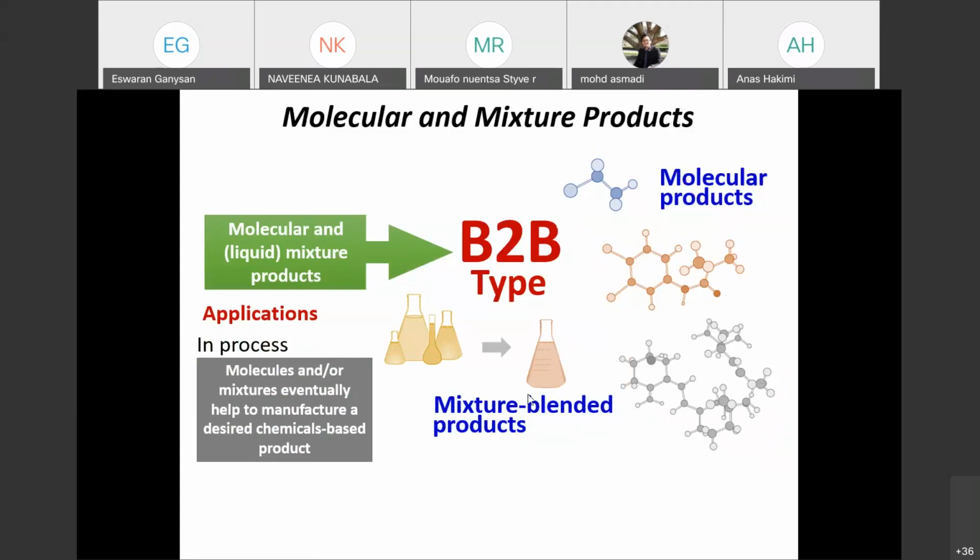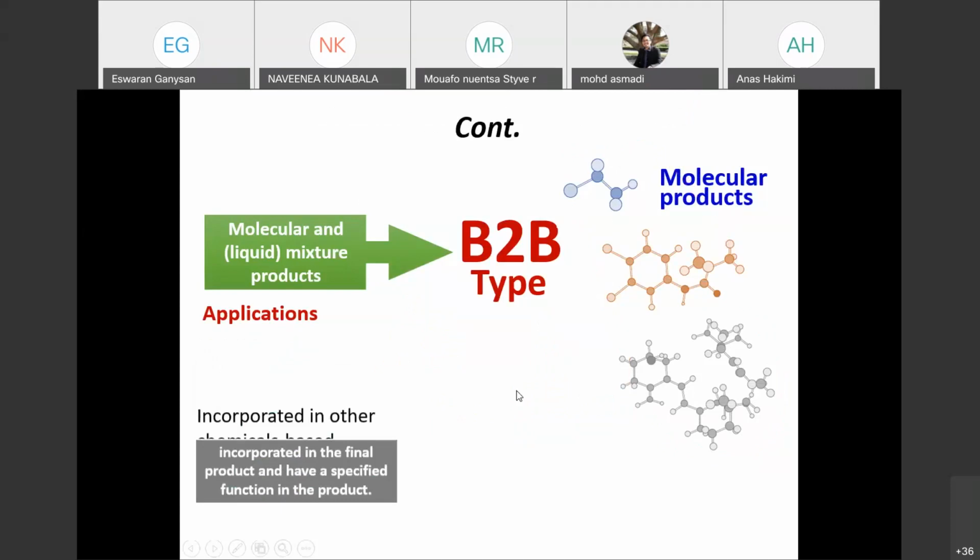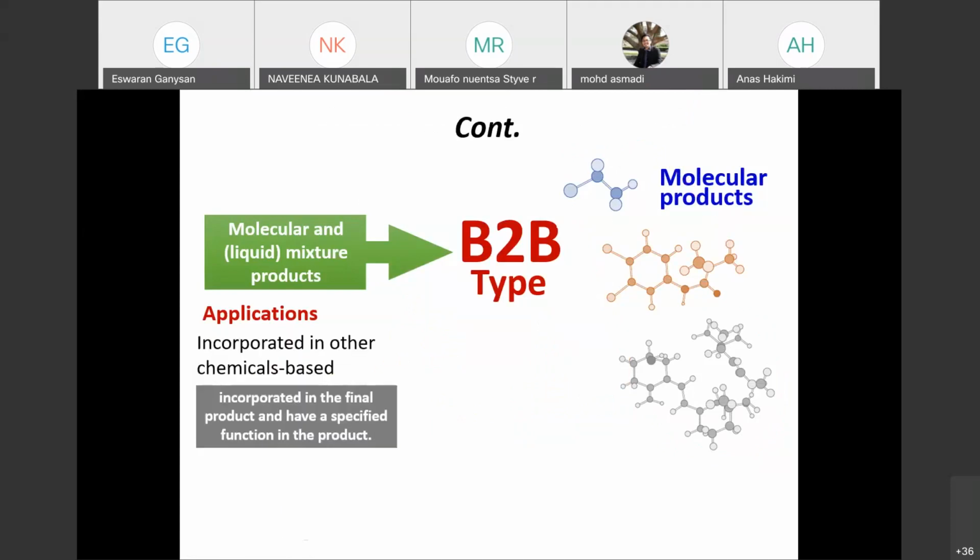Look at here for the mixture blended products. We can have the application incorporated in other chemical based products, in the final product, and have a specified function in the product. This is what we call the mixture blended product. So there is pure as well as mixture blended. If you remember, they have B2B as well as B2C. So let's see the types of molecular products.